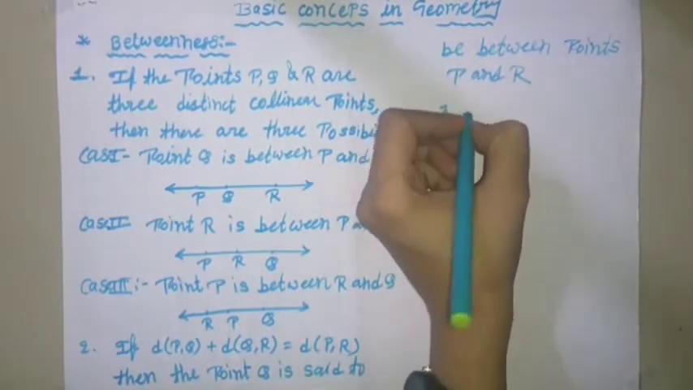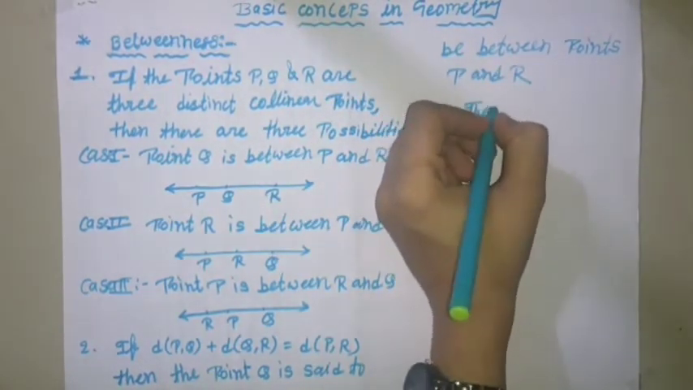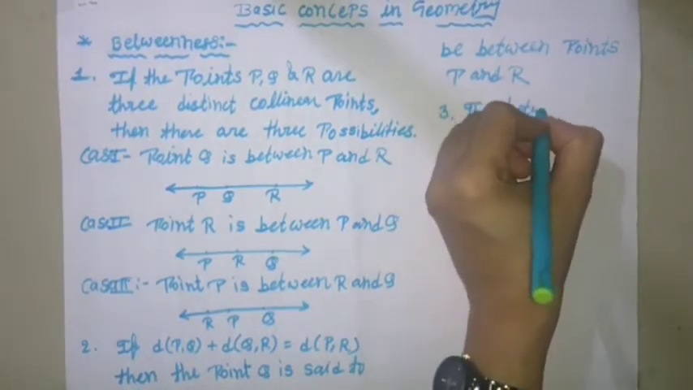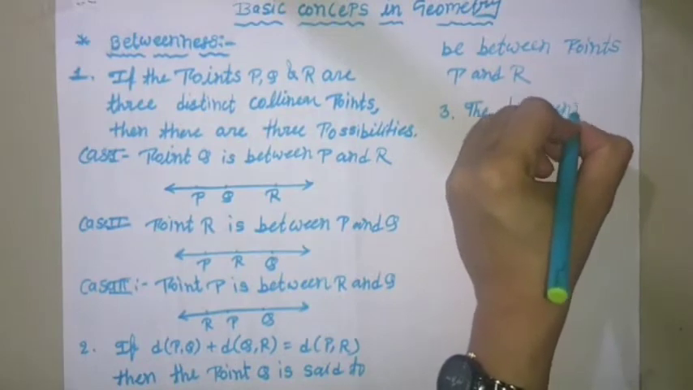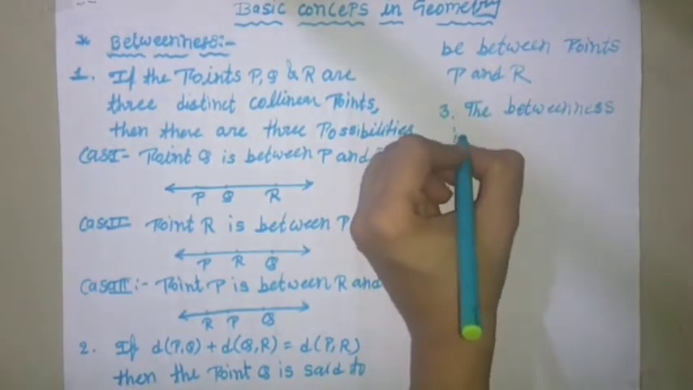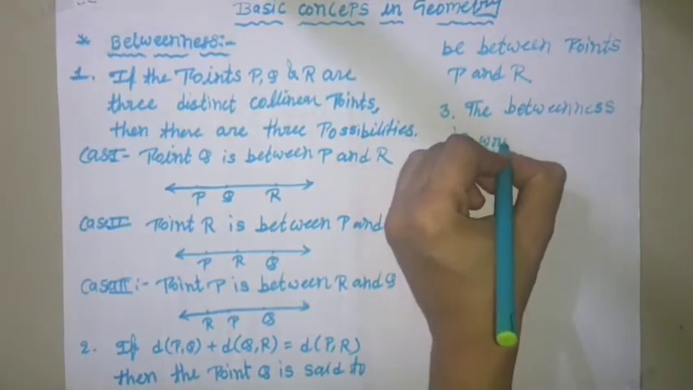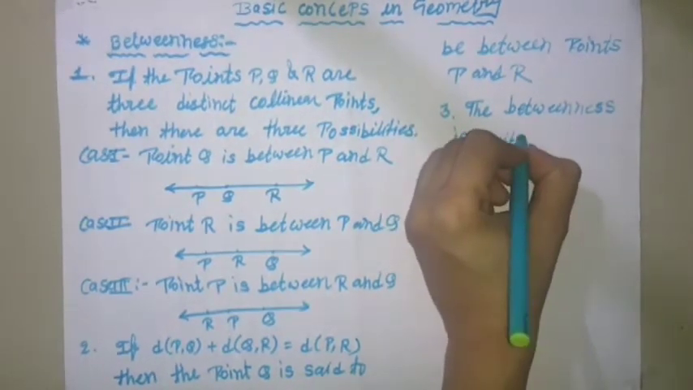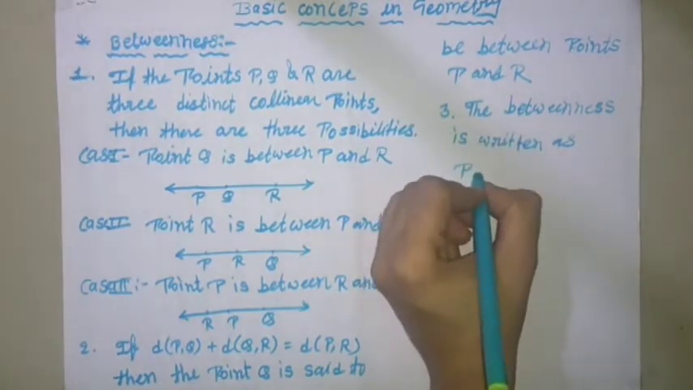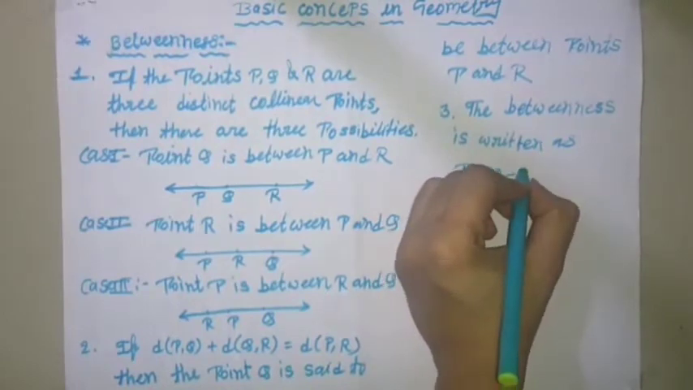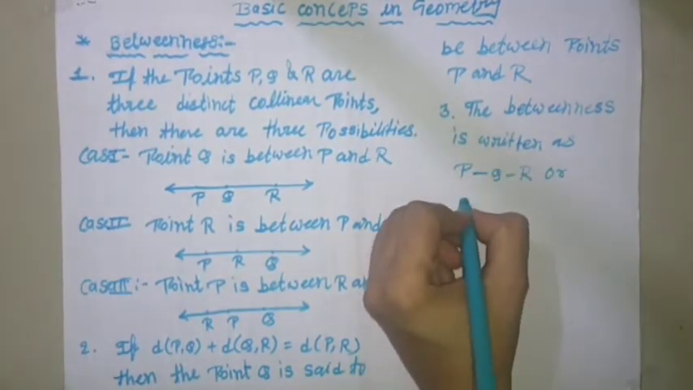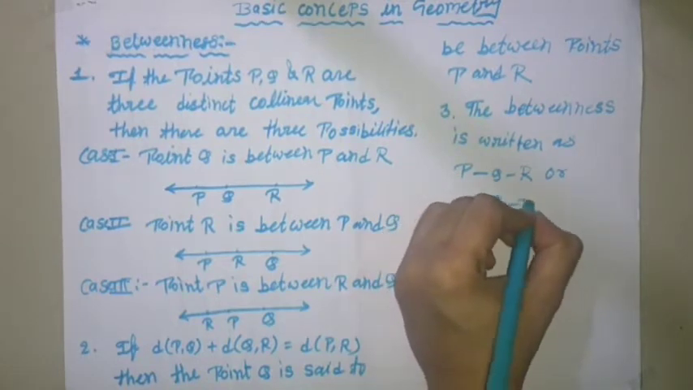Third point. The betweenness is written as P, Q, R or R, Q, P.